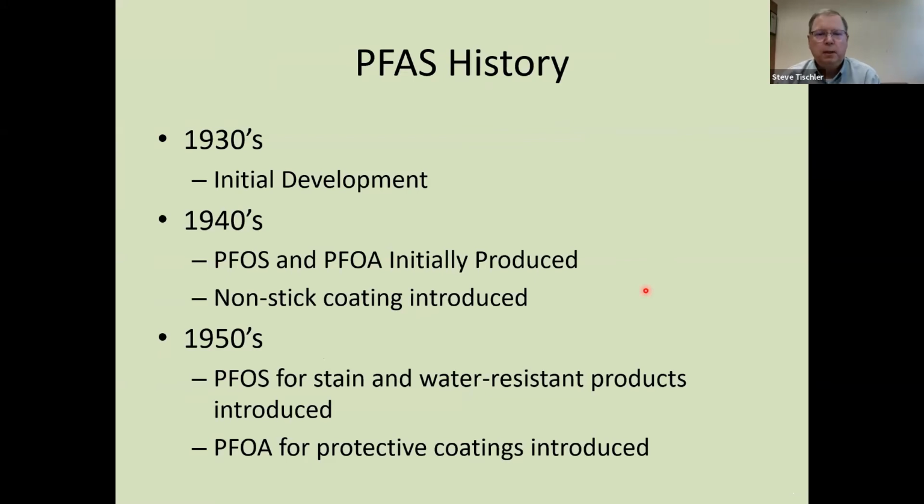So PFAS chemicals were initially introduced in the 1930s. They went through their initial development. In the 1940s, the first PFAS were introduced, the two that we have spoken of previously, and you most commonly hear referred to as PFOS and PFOA. They were initially used for non-stick coatings. Those were introduced in the 40s.